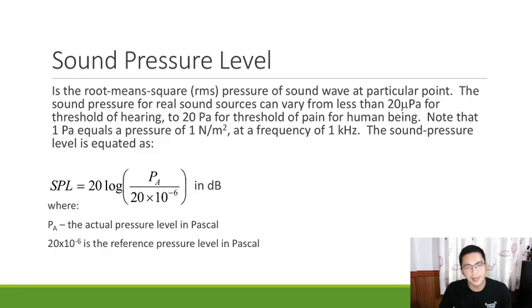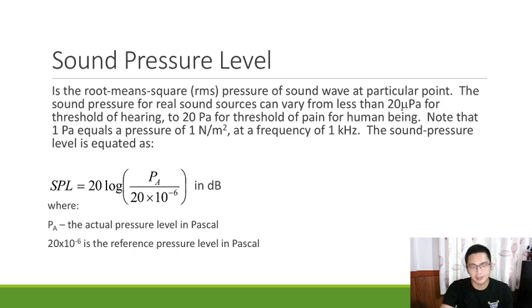And next, we have the SPL, or sound pressure level. SPL is the root mean square, or RMS, pressure of a sound wave at a particular point. The sound pressure for real sound sources can vary from less than 20 micropascals for the threshold of hearing to 20 pascals for the threshold of pain for human beings. So sound pressure level is the RMS pressure at a given point. For example, if you produce a sound, at this certain point, how large is the level of the sound that you hear? That is our SPL.